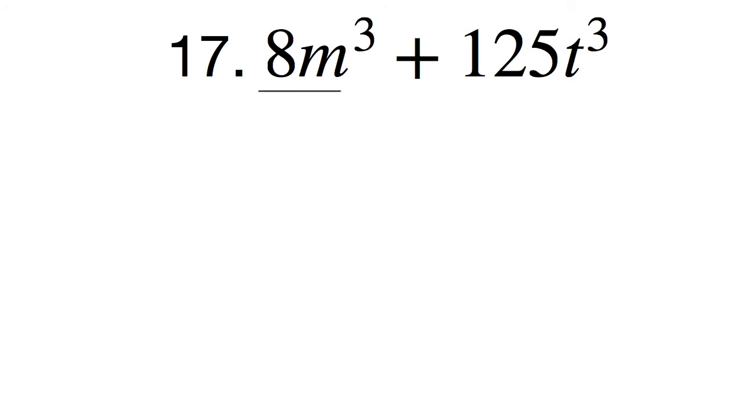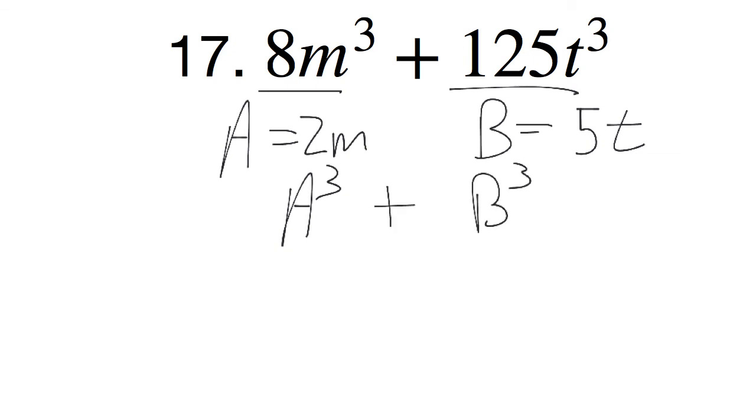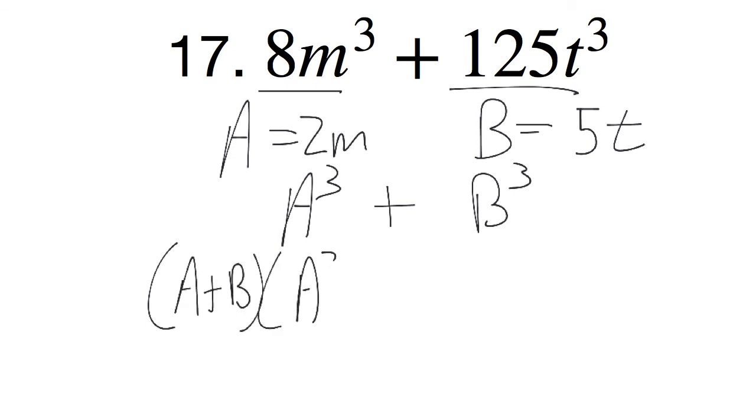This looks like a set of perfect cubes. So we have to ask ourselves, what times itself three times is 8m cubed? That's 2m. What times itself three times is 125t cubed? That's 5t. 5 times 5 times 5 is 125. So what I really have is a sum of cubes, and the formula says that that's the same thing as a plus b times a squared minus ab plus b squared.